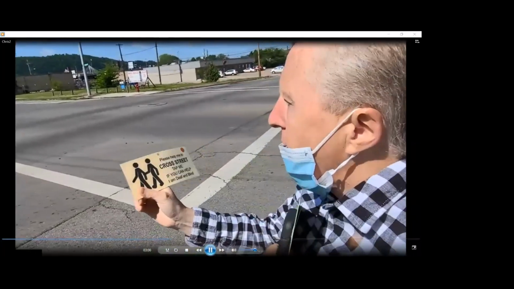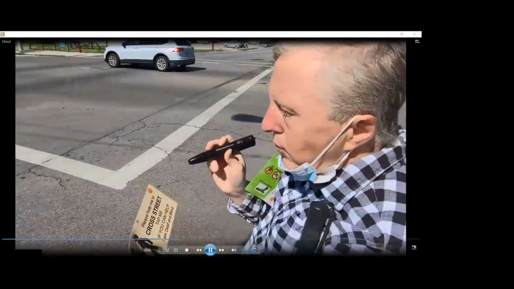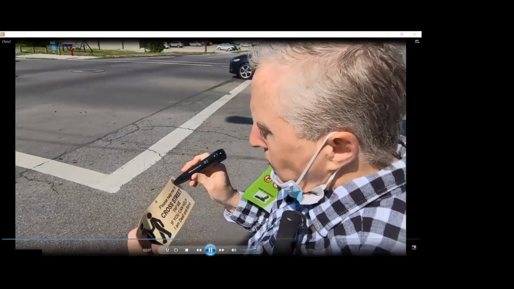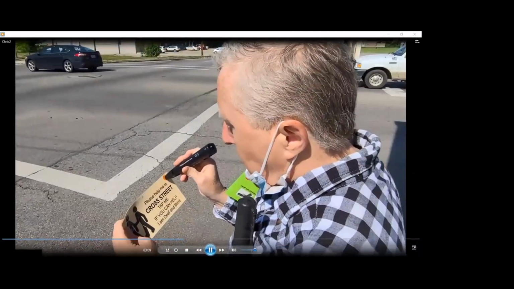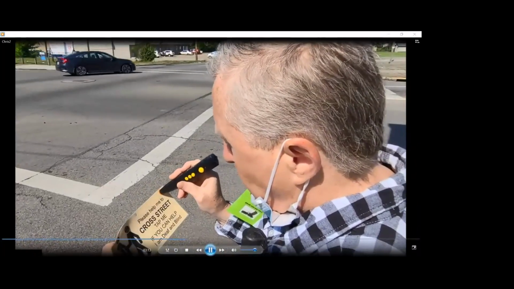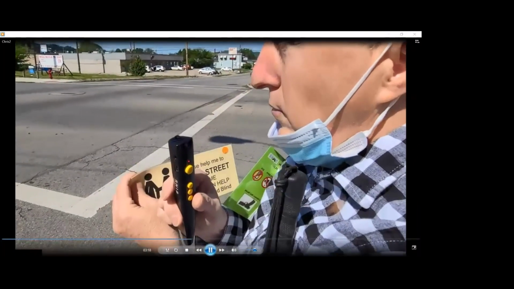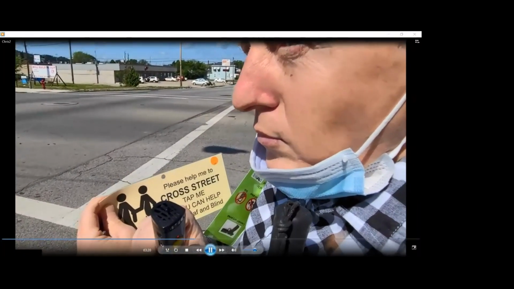my little thing that says, please help me cross the street. Tap me on the shoulder. This could be used for multiple disabilities. Please help me to cross the street. Tap me on the shoulder if you can help me.